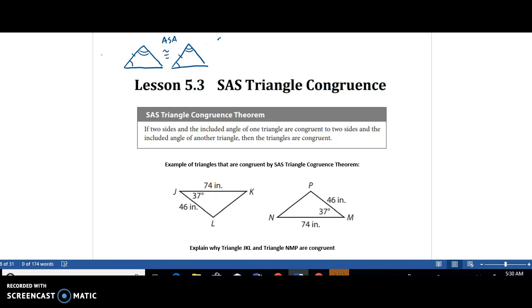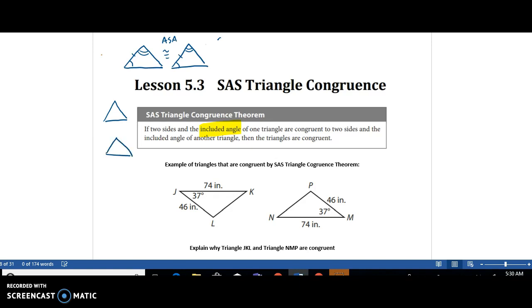Now, in lesson 5.3, we're going to learn a new theorem, SAS, which says if two sides and the included angle of one triangle are congruent to two sides and the included angle of another triangle, then the triangles are congruent. So this looks like this. It's kind of the same thing. And notice we have a new vocabulary word, included angle. Before it was an included side. Now it's an included angle.